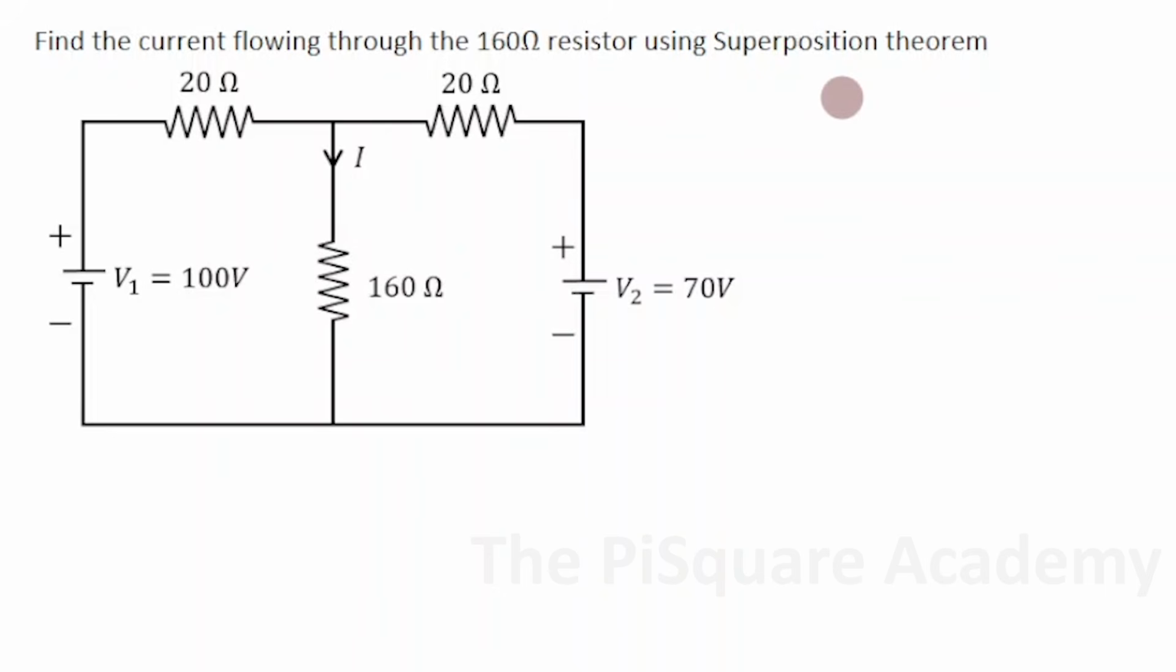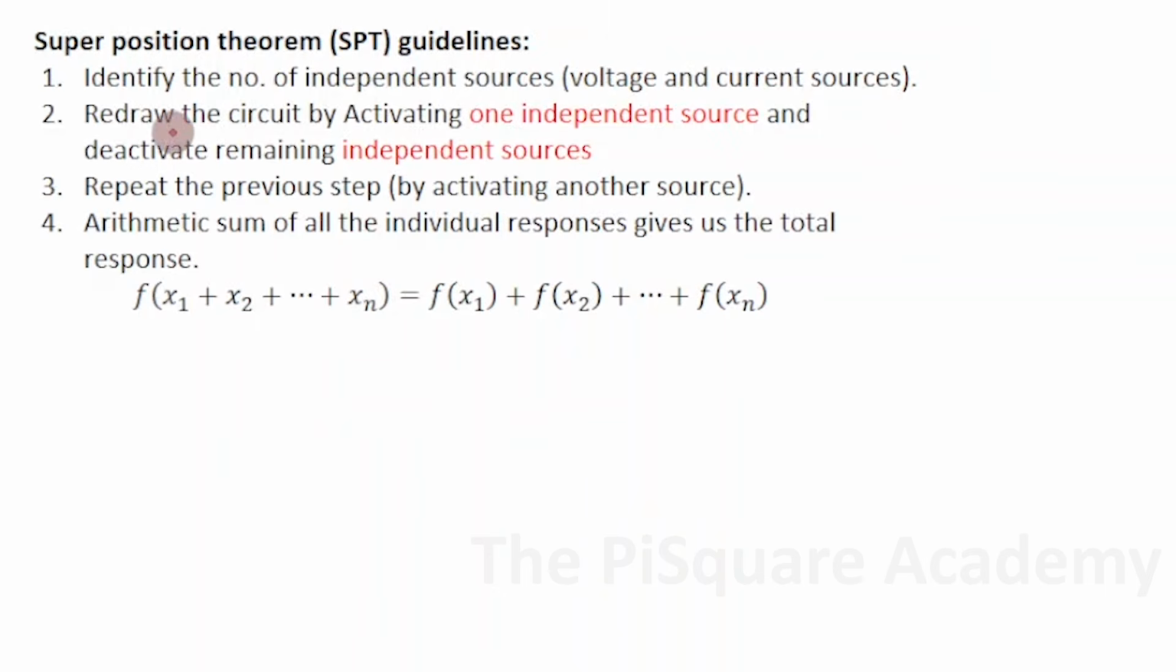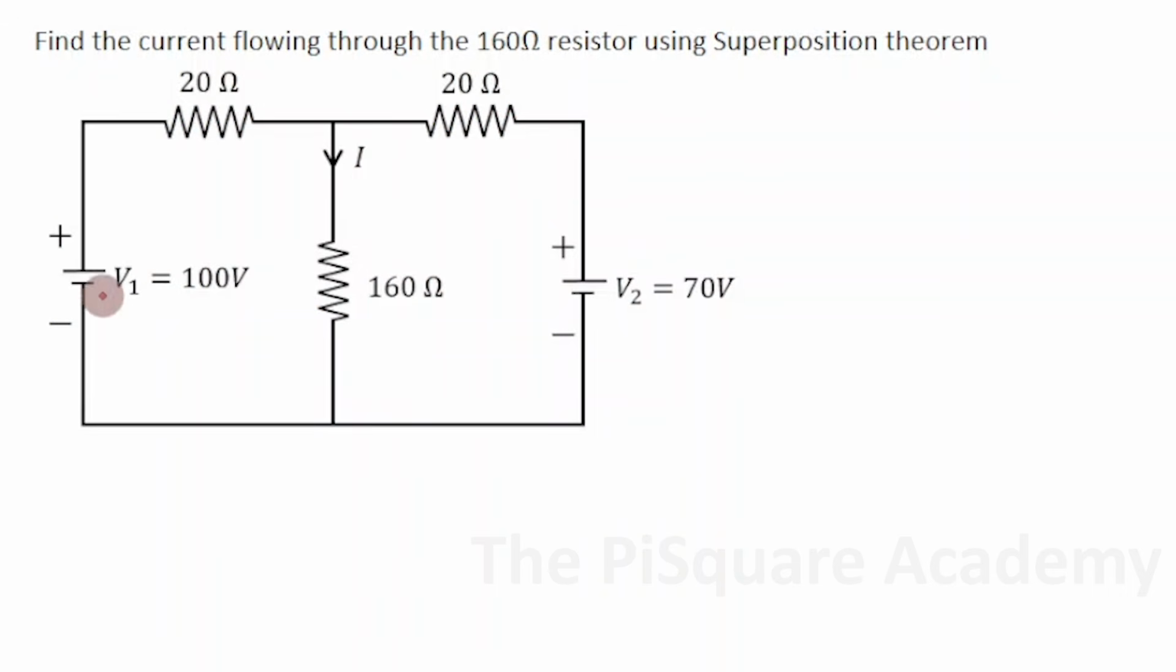Let's apply the superposition theorem. First, recall what the superposition theorem is. Just the basic steps I have given. Identify the number of independent sources, whether it is a voltage source or current source. How many are there? This source and this source. So step 1 is you have two independent sources.